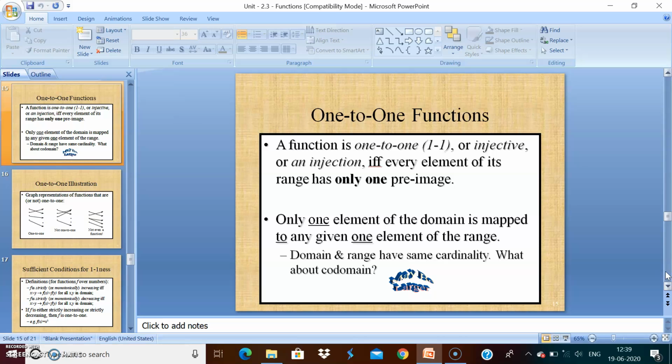Next is the one-to-one function, which means an injection. Let A, B be two non-empty sets. A function f is a one-to-one function if different elements of A have different images in B. That is nothing but a one-to-one function.